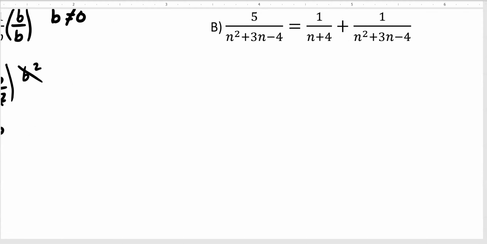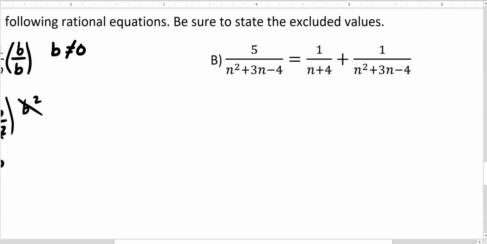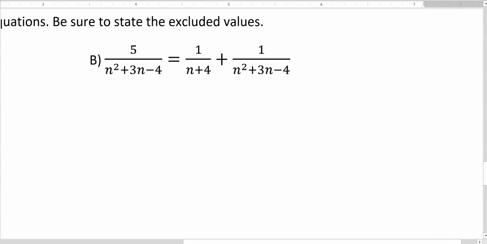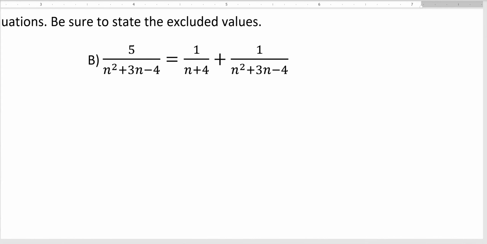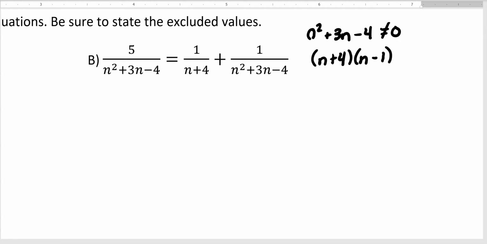Now, let's see here. So, looking at letter B, a little more tricky here, huh? Let's start with our excluded values. So, I'm going to start by saying n squared plus 3n minus 4 cannot be 0. So I need to factor that. That would become n plus 4 and n minus 1 cannot equal 0. Notice n plus 4 is a factor here, that same factor in there. That's going to be handy. So I'll say n cannot equal negative 4 and n cannot equal 1. That also tells me this middle fraction, the factor it's missing, is n minus 1.